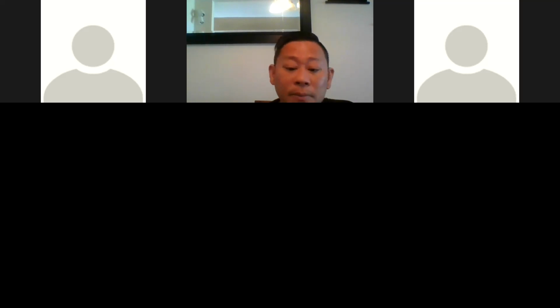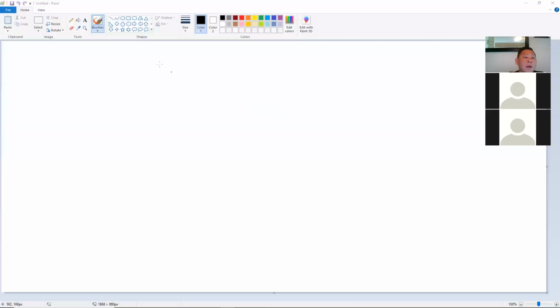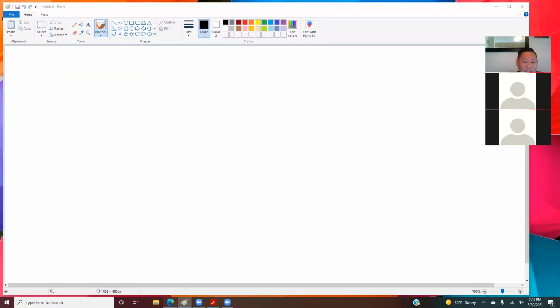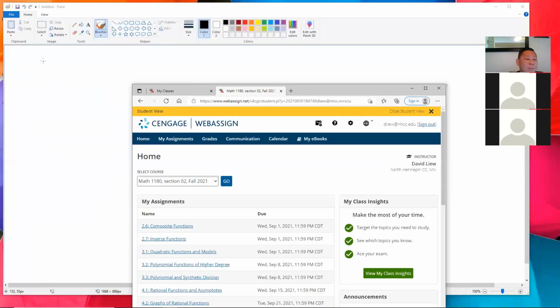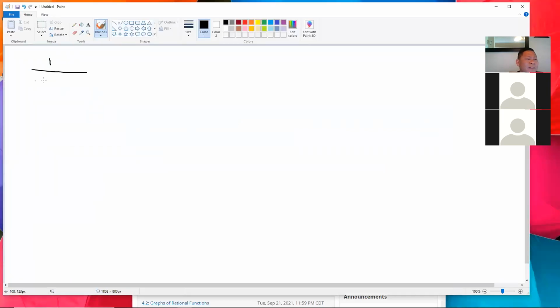Anyone? You can put it in the chat room, or you can unmute yourself. One student asked me about how to write a composite function. I think it's given as 1 over x squared, this is one of the examples, and x minus 3, something like this. This is the function of f dot g or something like that. This is 2.6. The question is asking, what is the domain for this?